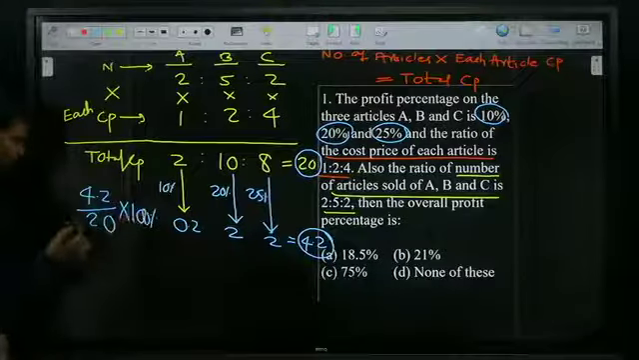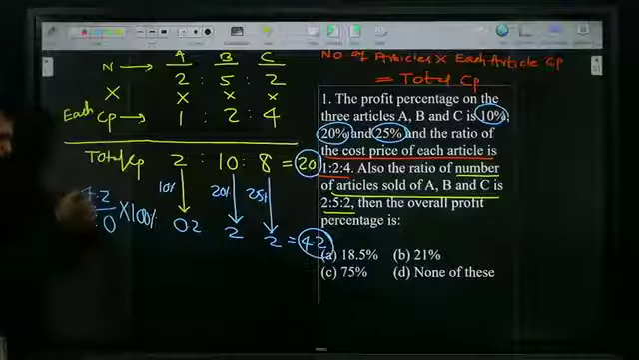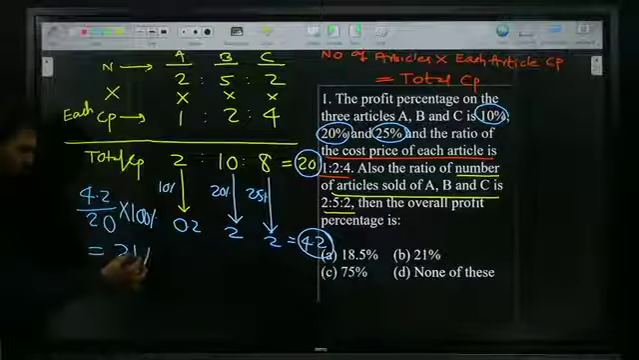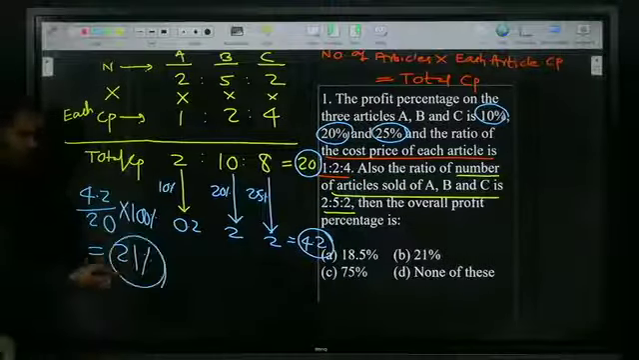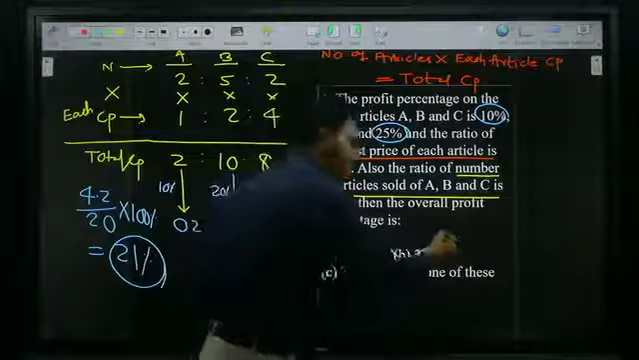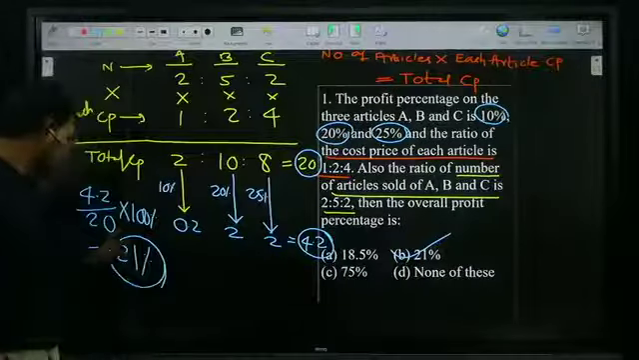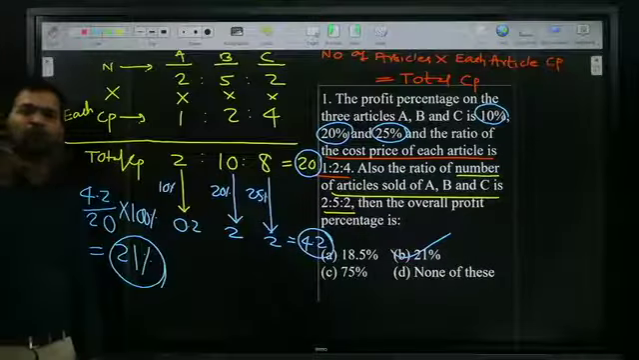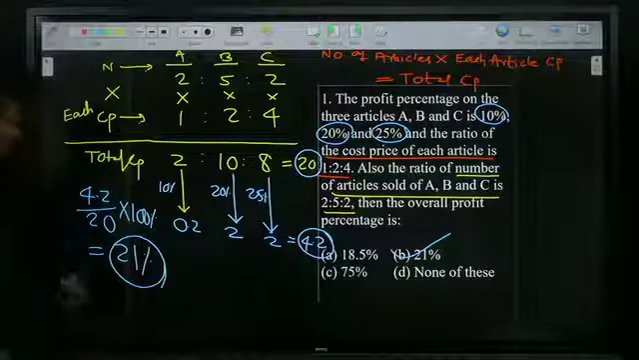Look at me, all of you. In 2 table, 42 goes how many times? 21 times. Therefore, your answer is 21%. 1% is nothing but 0.2, and I need 4.2, so 21 times. So your answer is 21%.